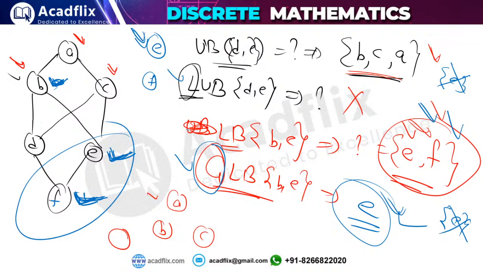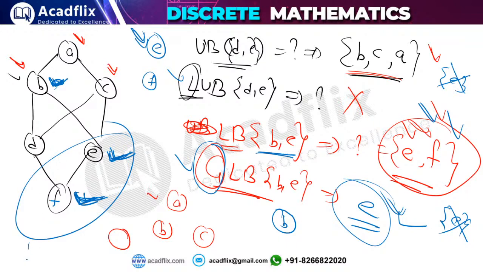Now someone is asking, sir, can't B comma F be the lower bound? See, we are finding the lower bound of B comma E. In the lower bound, B cannot come. Why? Because B is not related to E. So we will not take B in the lower bound.